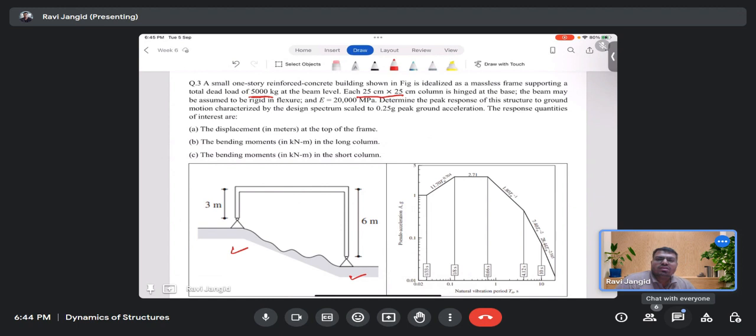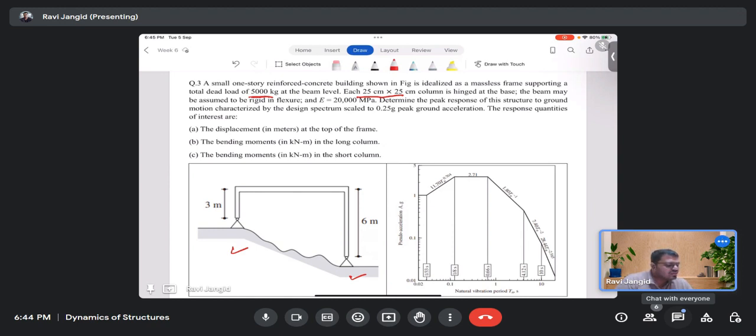Okay, so we have given the E of steel as 2 into 10 raised to power 5, so 20,000 MPa. Then we need to determine the peak response of the structure to a ground motion characterized by a design spectrum which is scaled to 0.25.